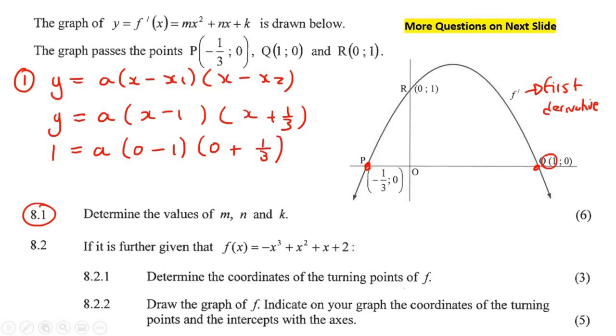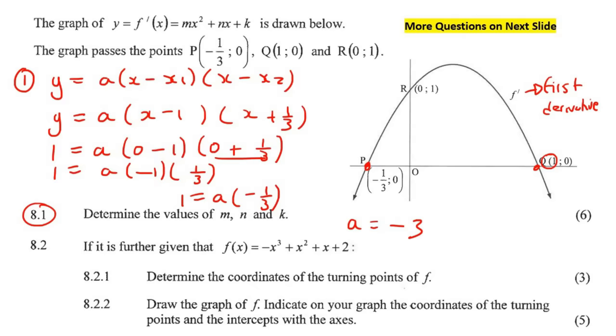Now we don't even have to multiply out. Remember that this is just going to give you negative 1. This is just going to give you a third. So if you multiply these two together, it just gives you negative a third. So what we could then do is divide by negative a third, and we will end up with a equals negative 3. So a is equal to negative 3. So what we then do is put that negative 3 back over here. So we now have y equals negative 3, x minus 1, x plus a third.